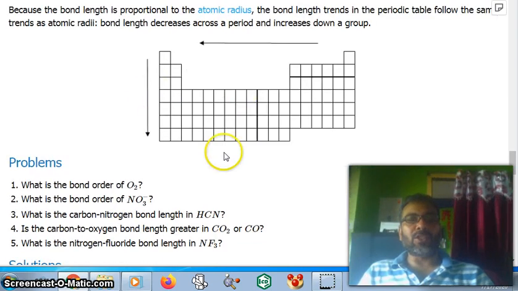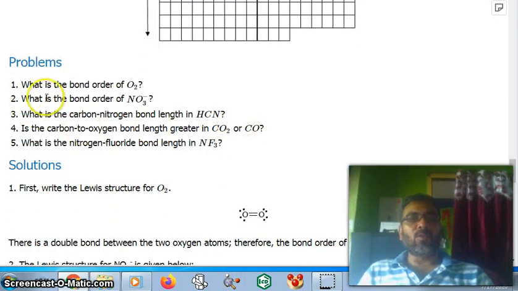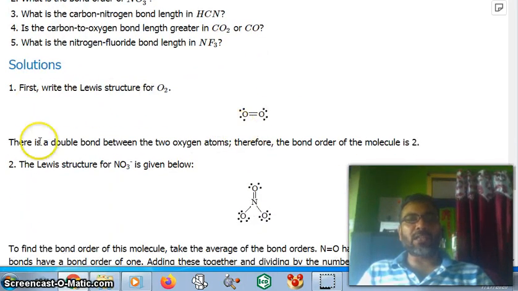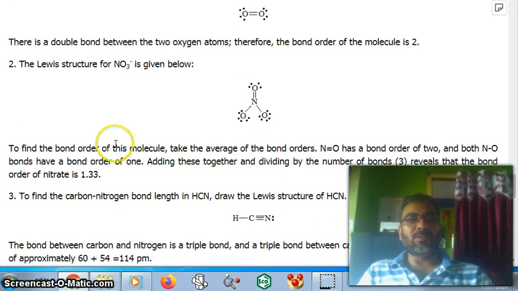Look at this picture. So what is the bond order of O2? What is the bond order of nitrate? What is the carbon-nitrogen bond length in CN? Is the carbon to oxygen bond length greater in CO2 or CO? What is the nitrogen-fluorine bond length? So first write the Lewis structure like this. There is a double bond between the two oxygen atoms, therefore the bond order of the molecule is 2, and so on.